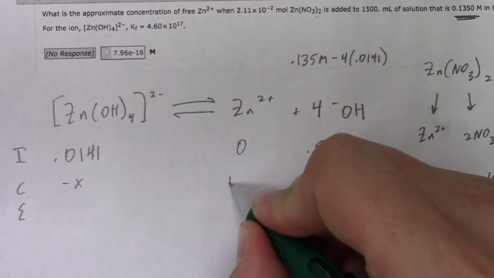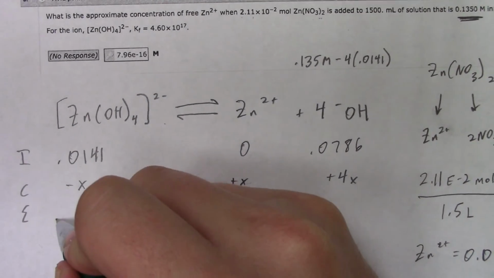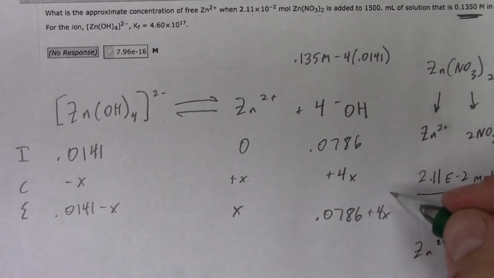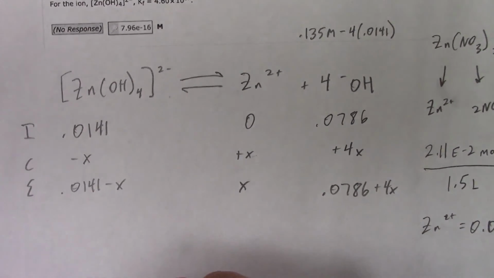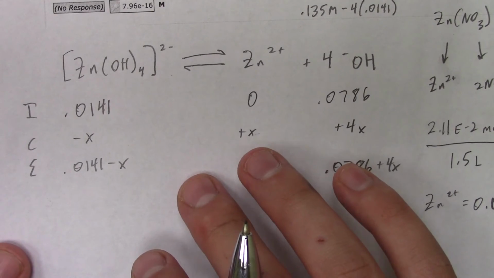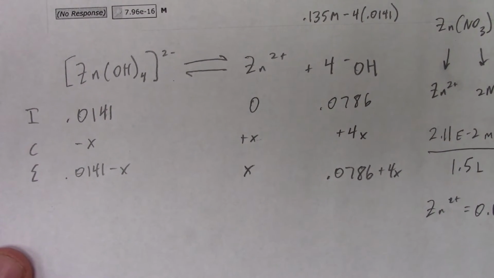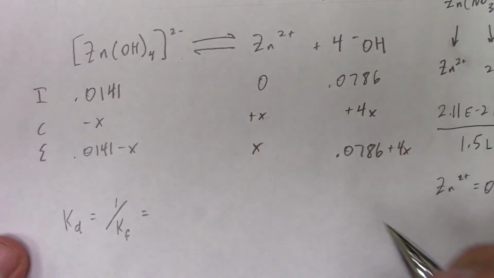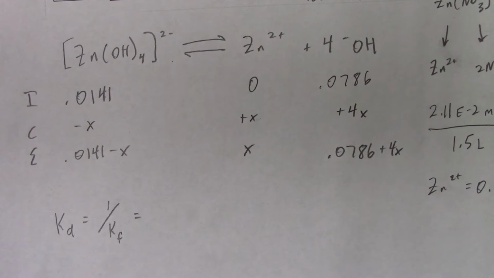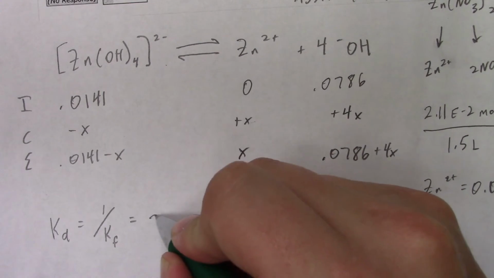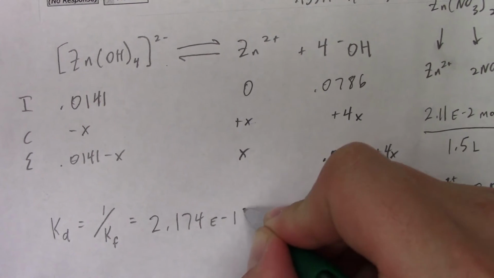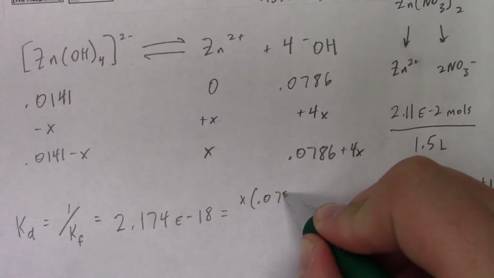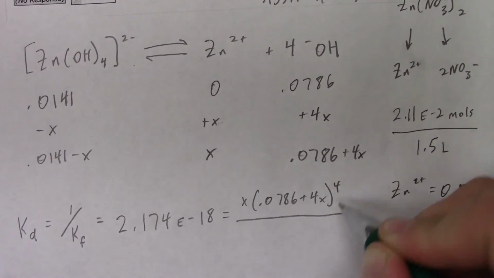We'll be subtracting x from the complex ion, we'll be adding x over here, and we'll be adding 4x over here. So at equilibrium, our expression should look like this. And if we're going to put it in the expression, we'll say that this is working with the KD, and I said I would explain why we're working with the dissociation rather than the formation. We work with the dissociation because we can ignore x. So the KD value that we're setting this equal to is equal to 1 over Kf. So that value is 2.174 e to the negative 18th. So this is equal to x, the products, raised to their stoichiometric coefficients, divided by reactants.